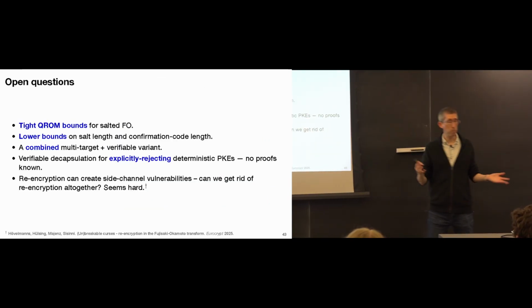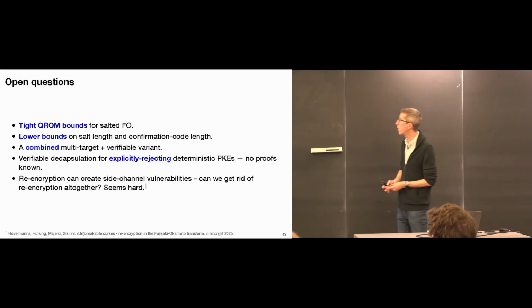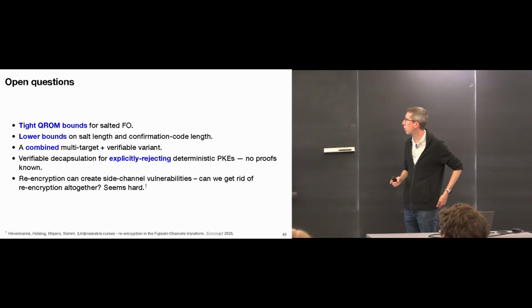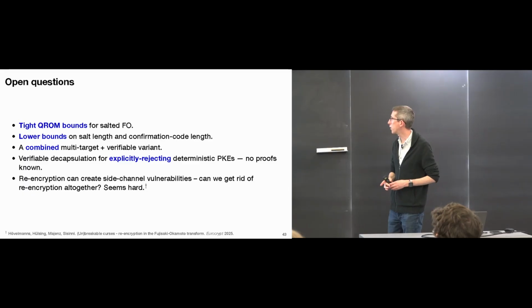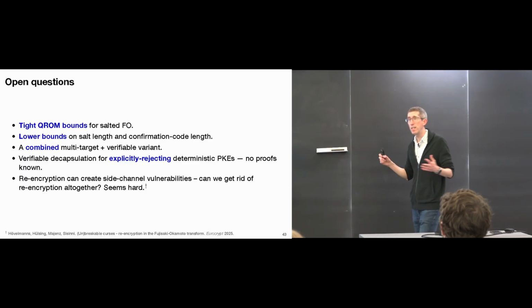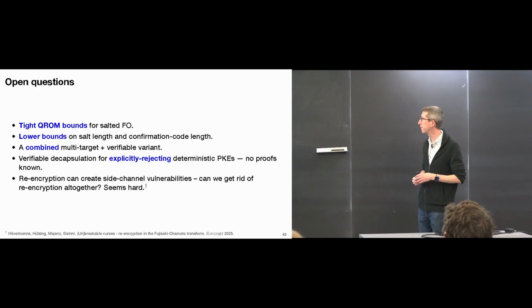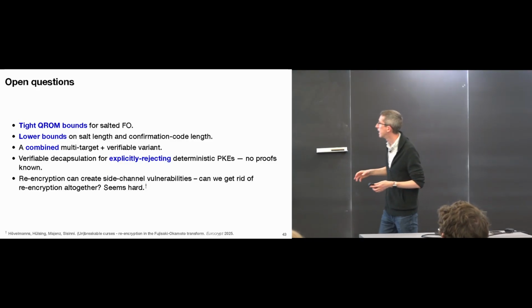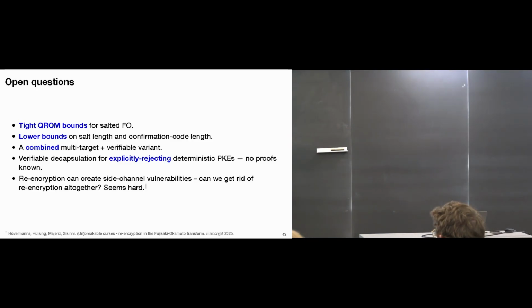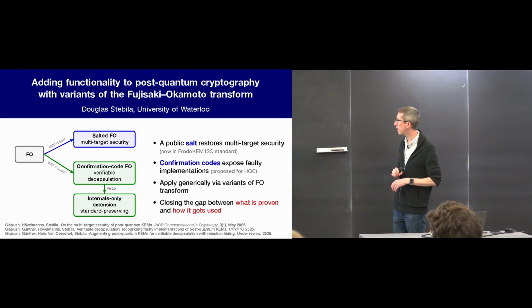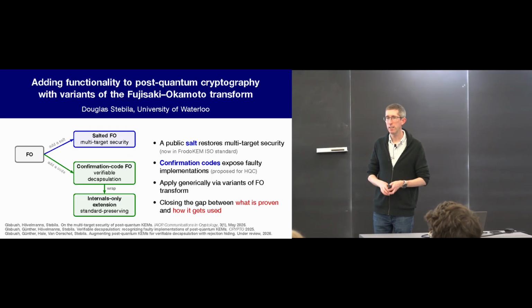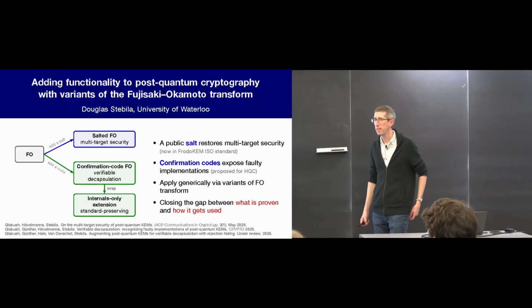Right. A few open questions follow from this. We don't have tight QROM bounds, tight bounds against quantum random oracle model adversaries, for the salted FO transform. We don't know if these salt bounds are optimal. And re-encryption is a really interesting question overall. Do we really have to do re-encryption in order to achieve this level of security against active attackers? It seems hard to avoid, but it would be really interesting if you could. All right, so I'll wrap up there, and happy to try to answer any questions you might have.